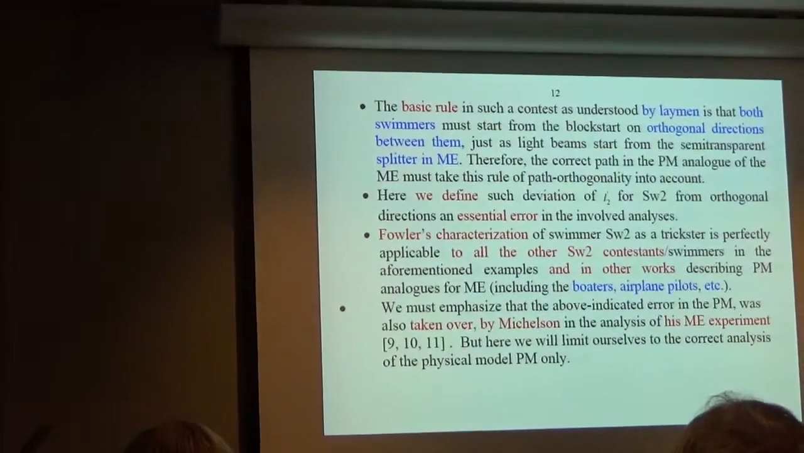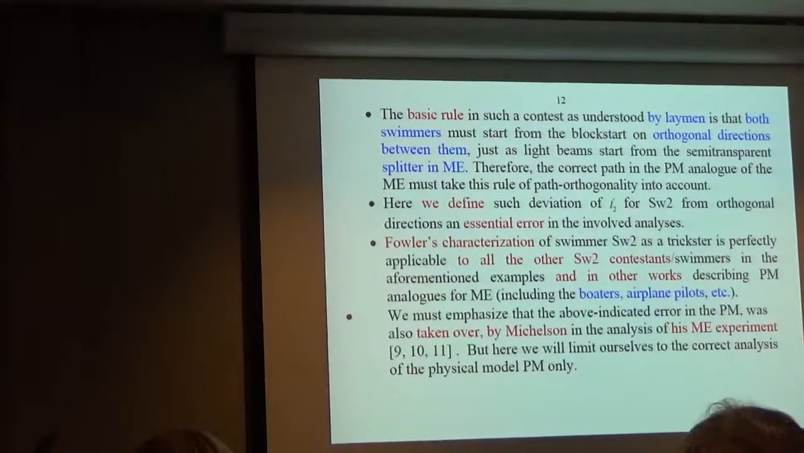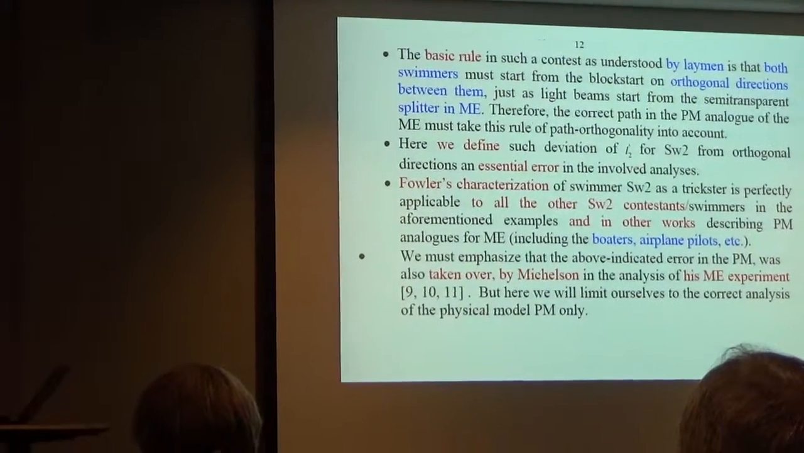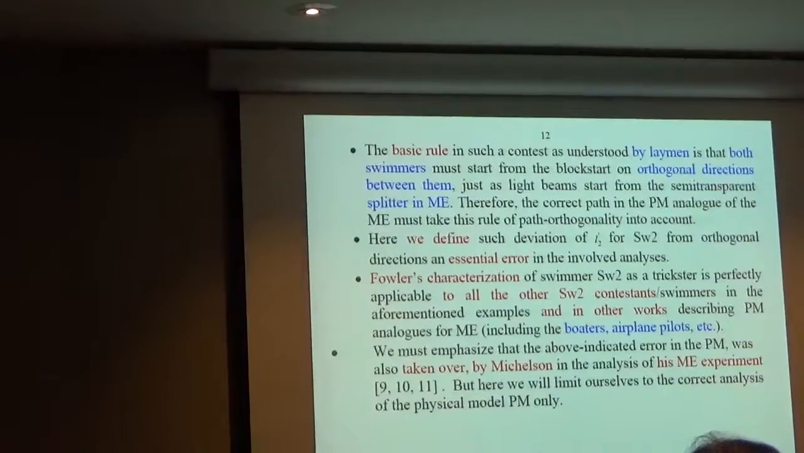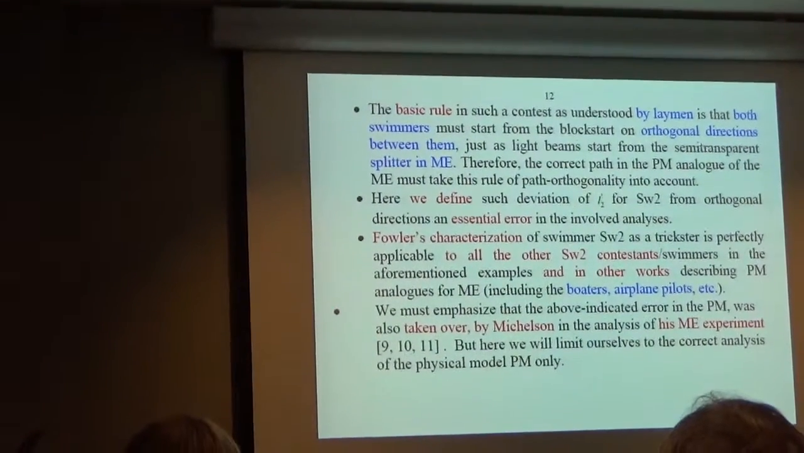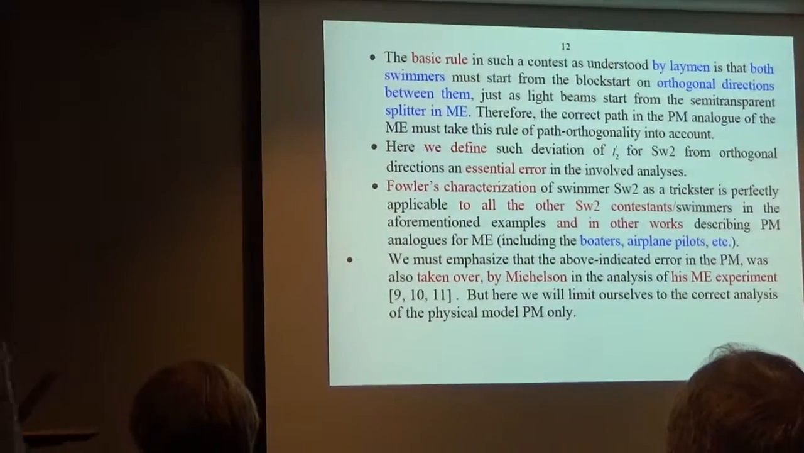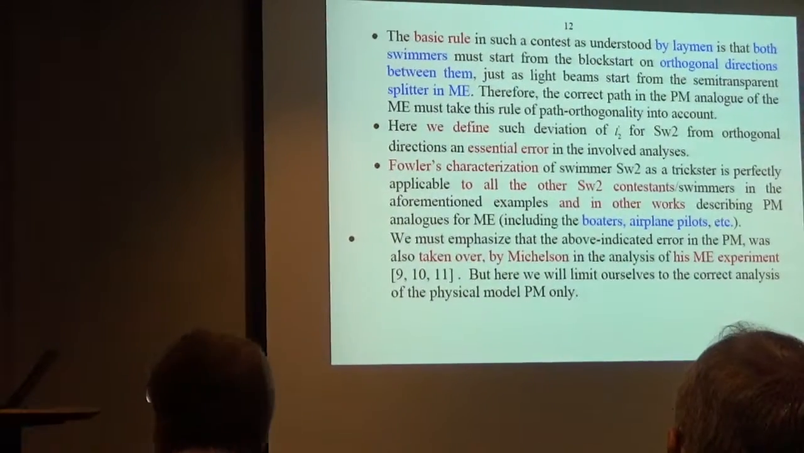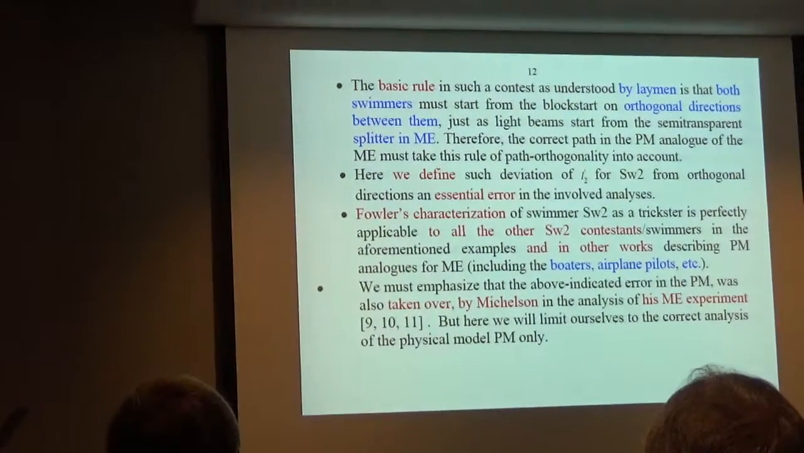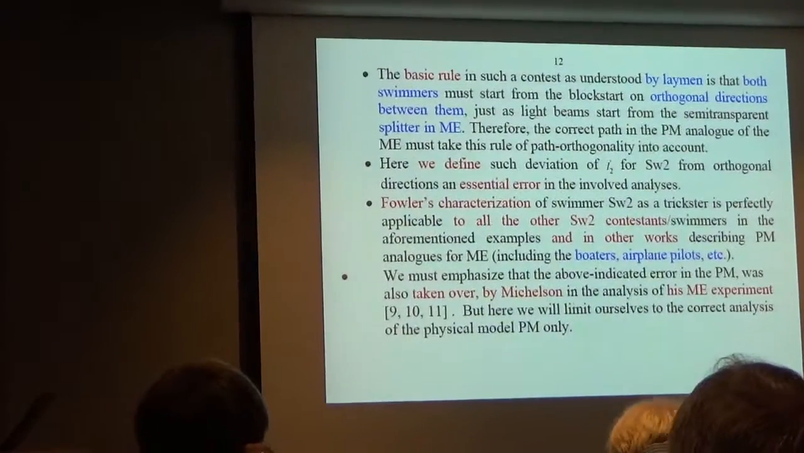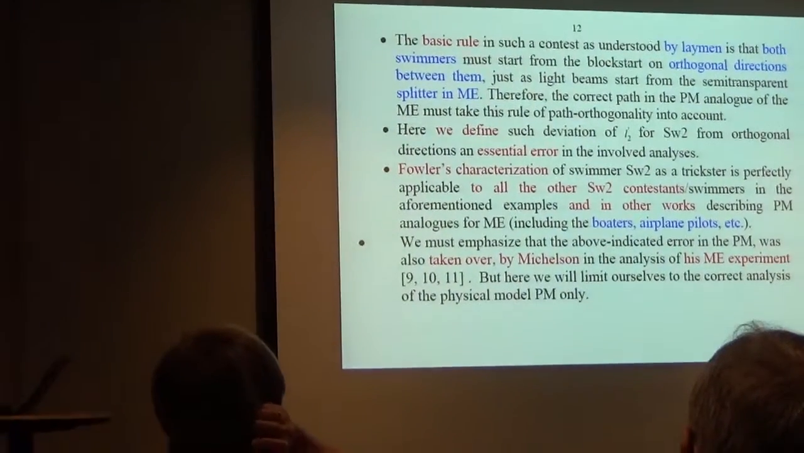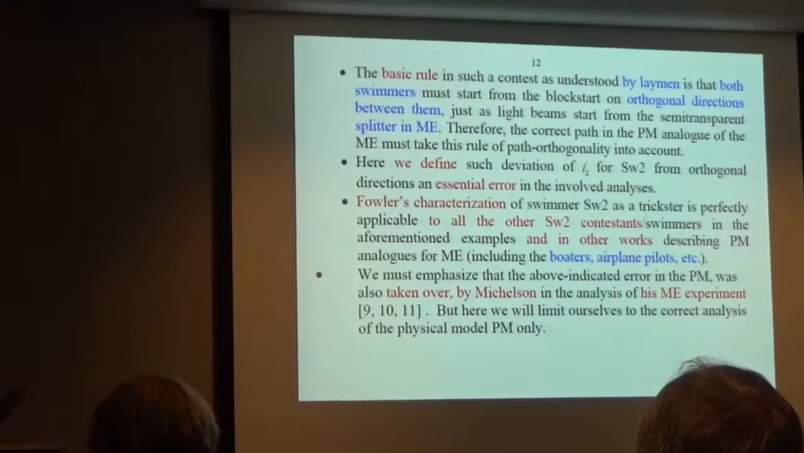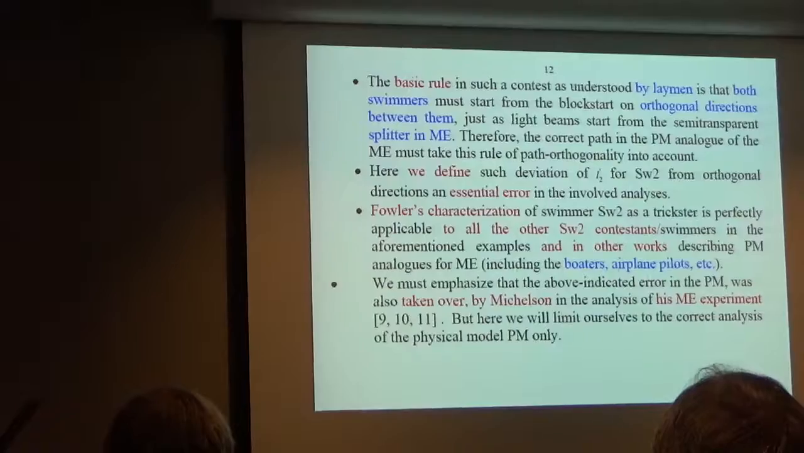The basic rule in such a contest, as understood by a layman or any person, is that both swimmers must start from the starting block in orthogonal directions between them, just as light in a Michelson experiment where the splitter of two rays is disposed exactly at 45 degrees. The two rays emerge at 90 degrees exactly. As an observation, we define such deviation from orthogonality as an essential error in the involved analysis.